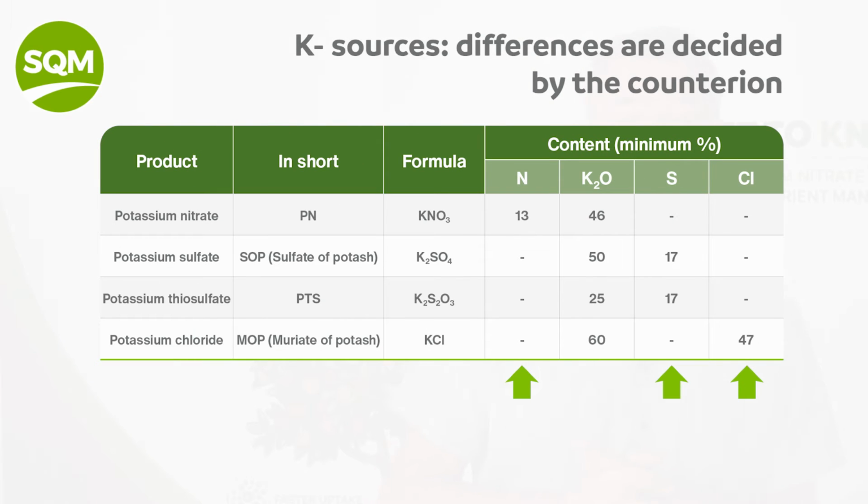Right, if we look at the different sources of potassium and how it affects this cation and anion balance. We have potassium nitrate, we have potassium sulfate, potassium thiosulfate, and potassium chloride. And you can see that the potassium is the common denominator in those four products, but the counter ion is what differs. So potassium nitrate, you have a nitrogen or nitrate counter ion. In potassium sulfate, you have a sulfate, and potassium thiosulfate, a thiosulfate counter ion.